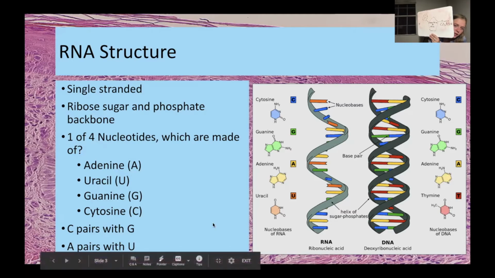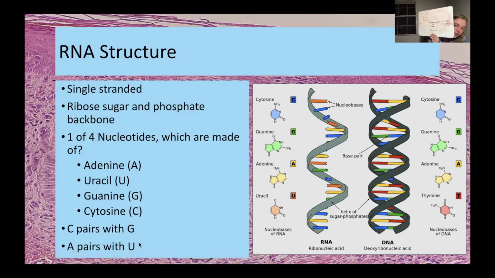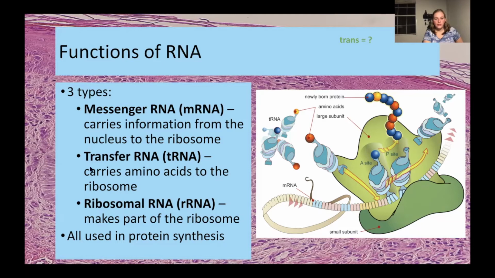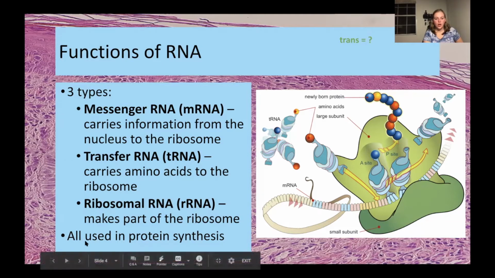Now, your base pairing is going to be a little bit different when it comes to RNA, and we'll look at that here in just a few minutes. Since there is no T in RNA, you're going to use a U instead, and we'll talk about how that works here in just a second. So there are three different types of RNA, and all of them are going to be used in protein synthesis. The first type is called mRNA, or messenger RNA.